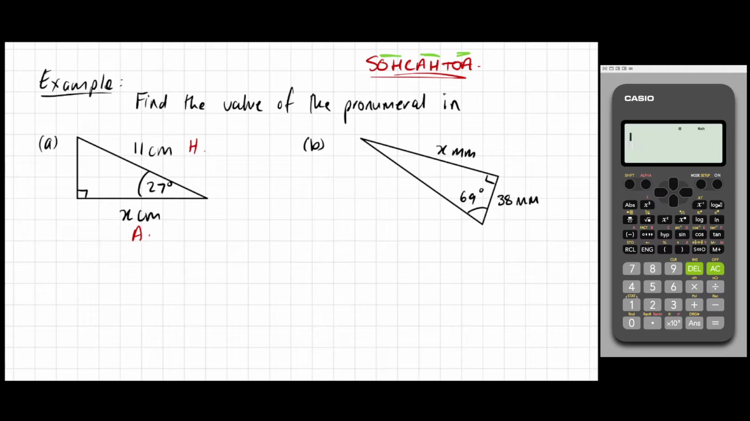So we're going to write that out. We use the cosine. So it's going to be cosine theta is equal to the adjacent over the hypotenuse. I don't know why I'm using that green, I don't really like it. We'll go back over it with red. So the ratio is cosine theta is equal to the adjacent over the hypotenuse.